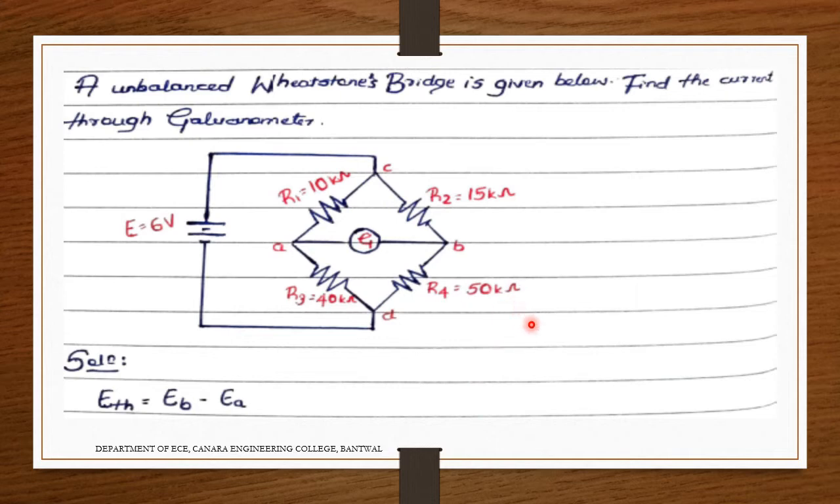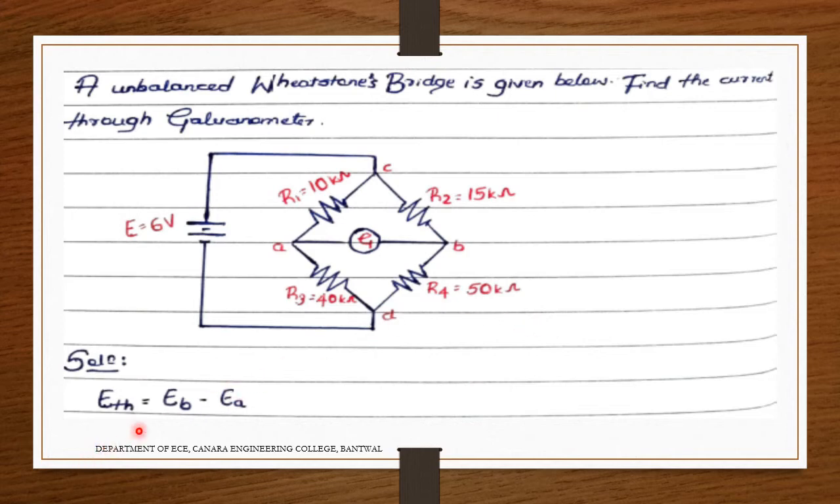Here we need to follow some procedure. First we have to find the Thevenin voltage that you have studied in network theory. The same procedure I will follow. We need to find Thevenin's voltage, then Thevenin's resistance, and then put it into an equivalent circuit and find the current. We will go one by one.